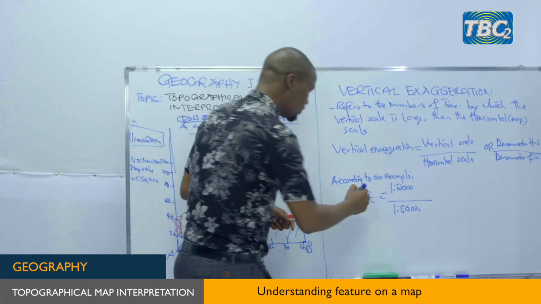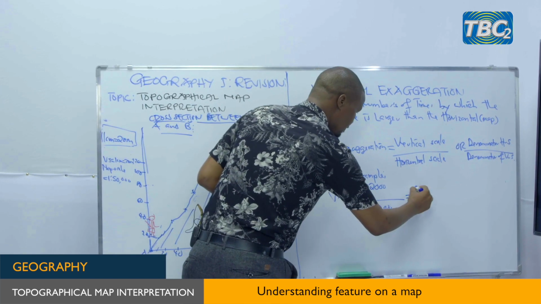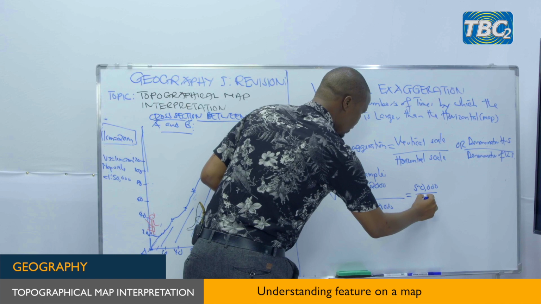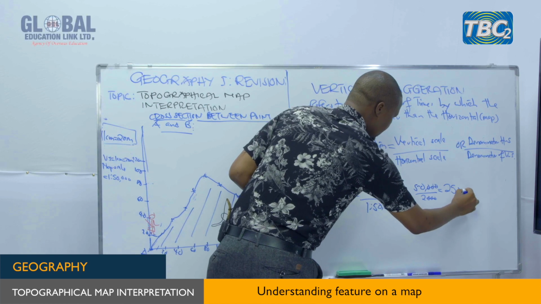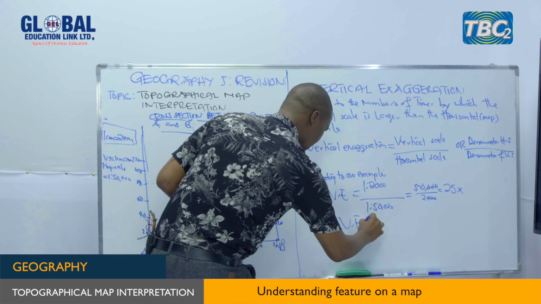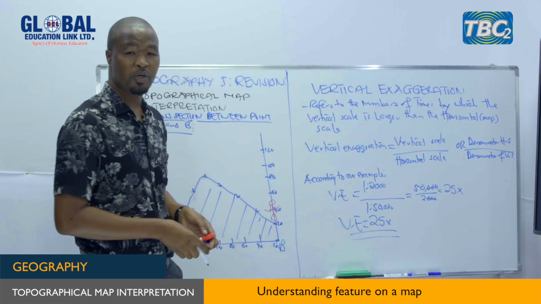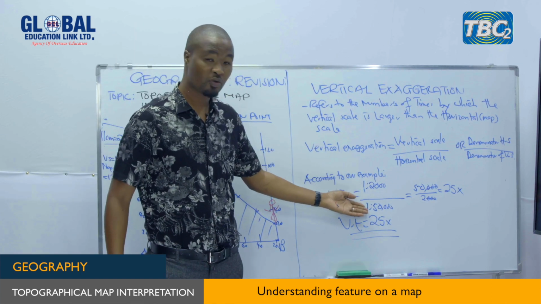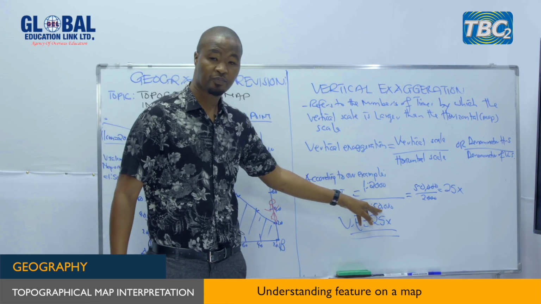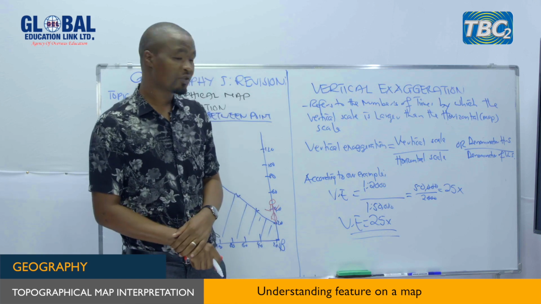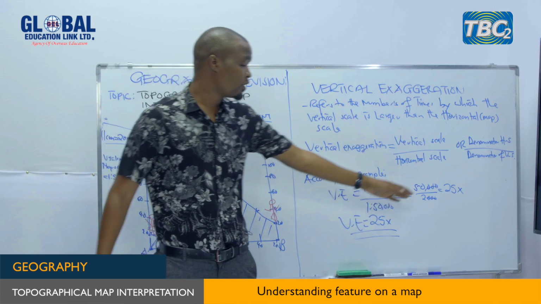If you take this one divided by this one, you will get how much? You will take 50,000 divided by 2000, so it will be equal to 25 times. It means vertical exaggeration is equal to 25 times. Then we conclude that this is equal to taking the denominator of the horizontal scale divided by the denominator of the vertical scale. So if you take 50,000 divided by 2,000, you will get 25.